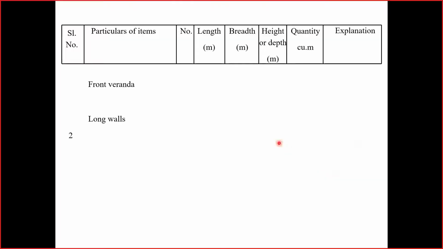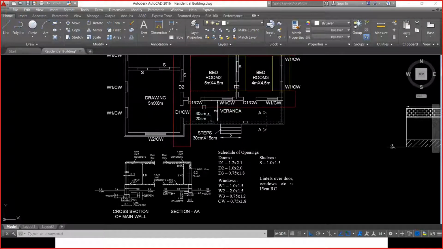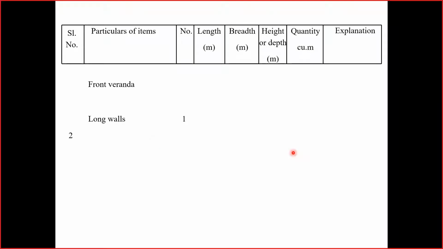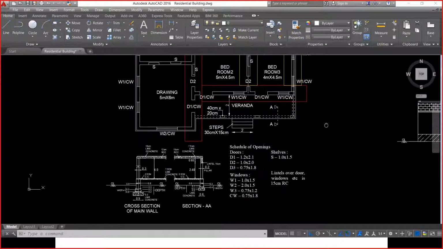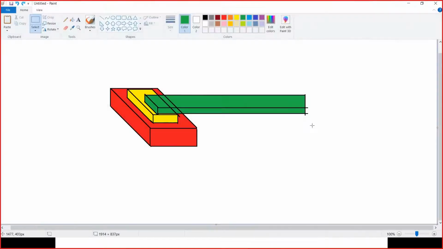What I have to do is, long walls, there is only one number, there are no two numbers, because I have already considered this wall under the bedroom area only. So when we consider the front veranda, it is just one long wall we have, so the number is 1. Now I need to calculate the length. In order to calculate the length, it is very important to understand the concept here, which I have explained already. Let me explain it again.